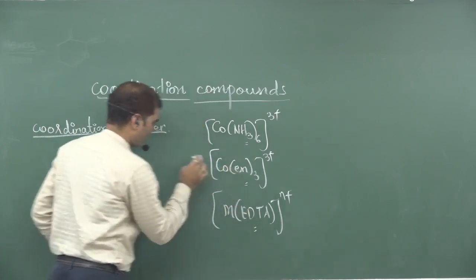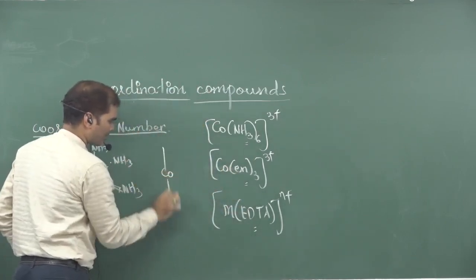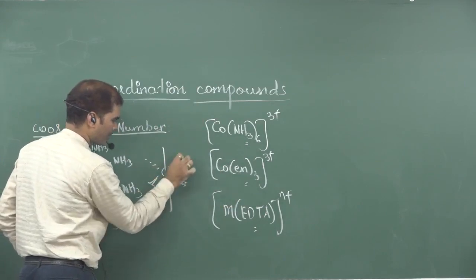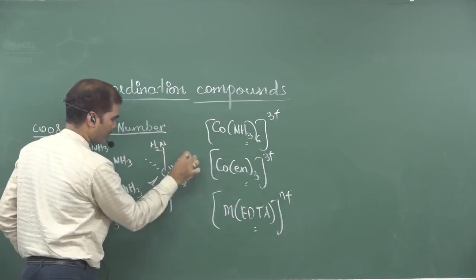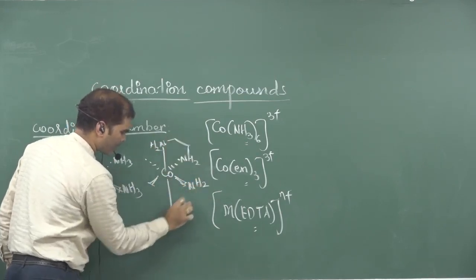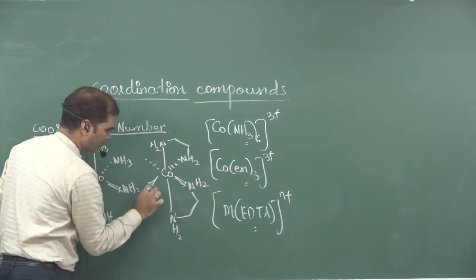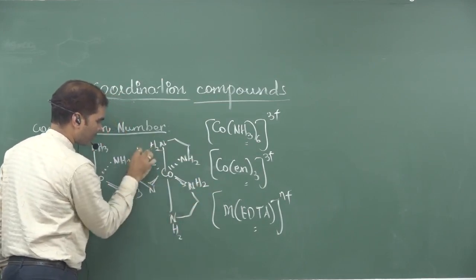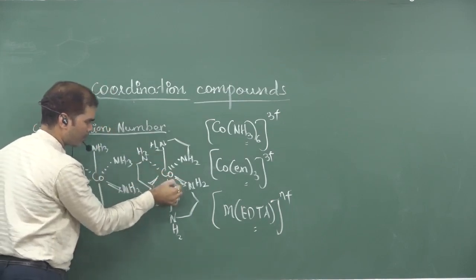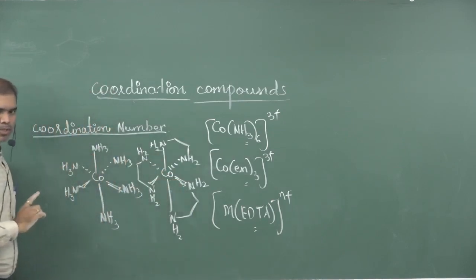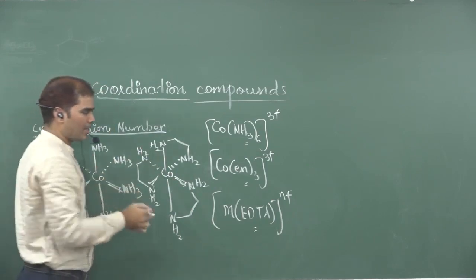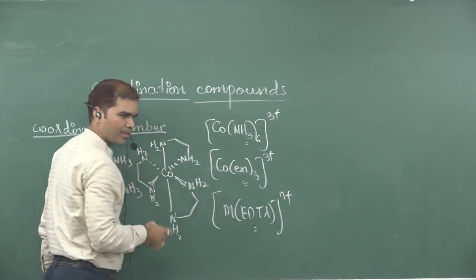Okay. Now suppose let me take M(en)3. What is the coordination number? So what are the sigma bonds? 1, 2, 3, 4, 5, 6. There are 6 sigma bonds again. Though there are only 3 ligands, the number of sigma bonds is 6. Therefore, coordination number is again 6.